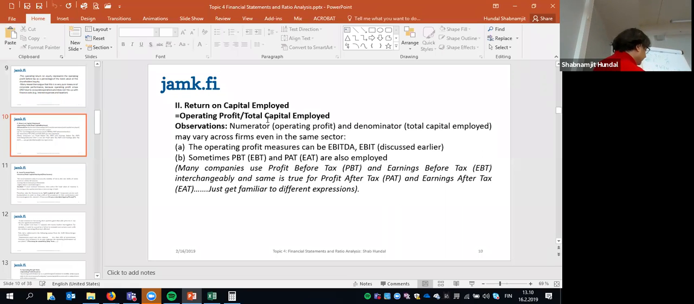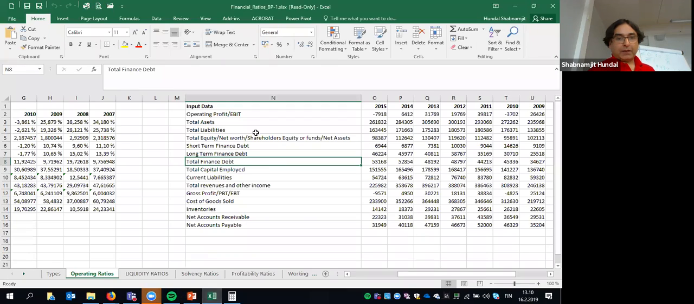So all we need to do is add debt. Debt, which means the finance debt, basically. We need to be very clear about not finance debts. Finance debt is what we need to take into account. And then you can see that in this case, I had total equity, and see, I used all the words. So possibly, which you can see, it's called total equity, net worth, shareholders' equity, or funds, or net assets.